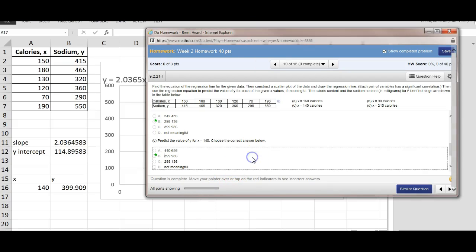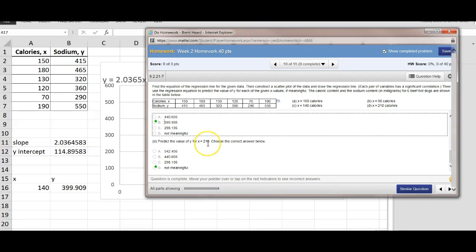Let's look at the last one. You still haven't tried to trick us yet. 210, there is the trick. Notice that my lowest x is 70 and the highest is 190. This regression equation would only be good for values in that range. 210 is out of range.